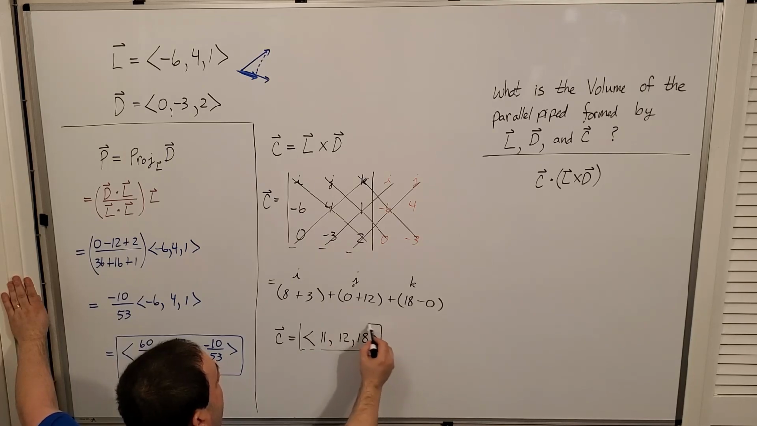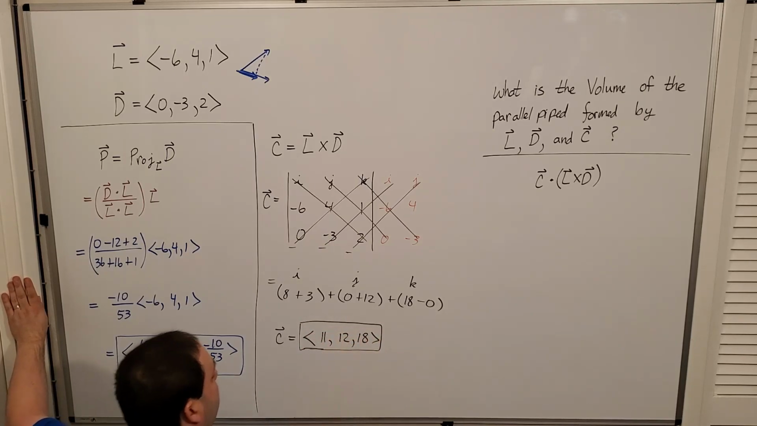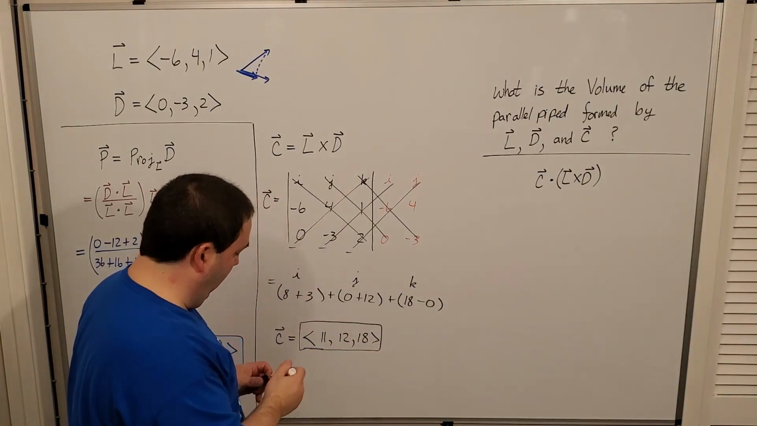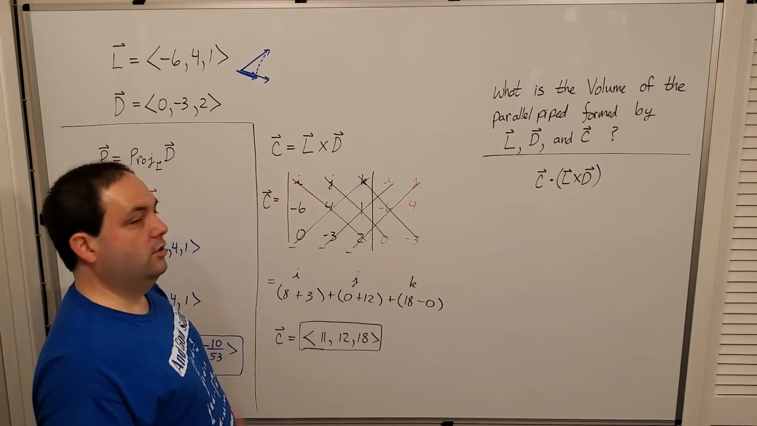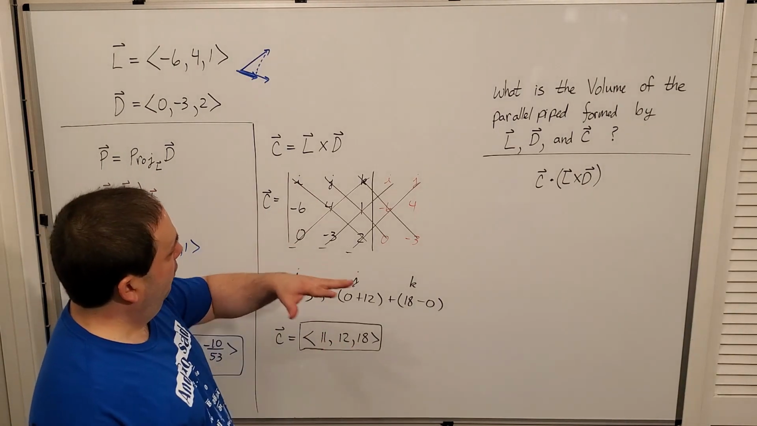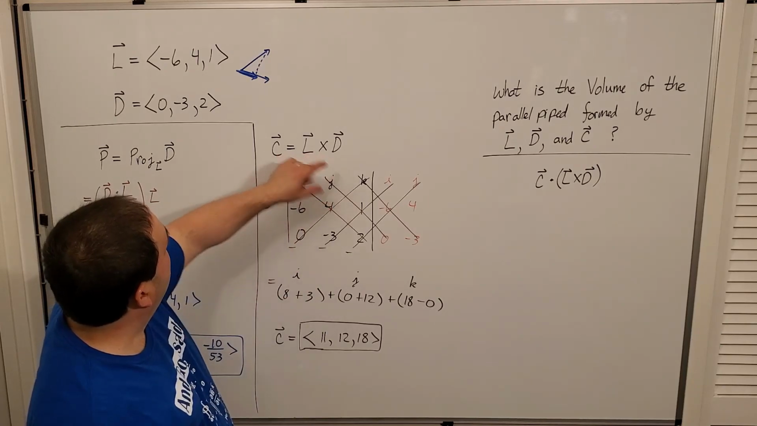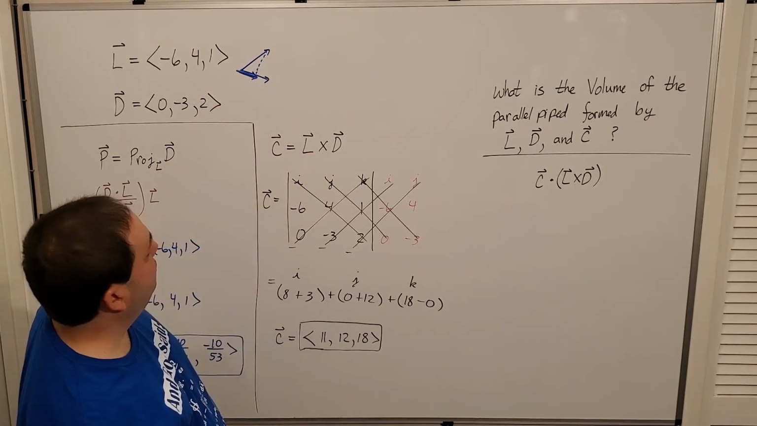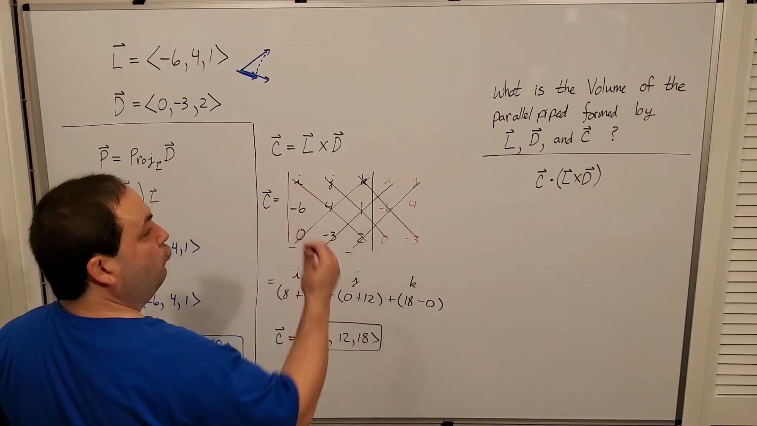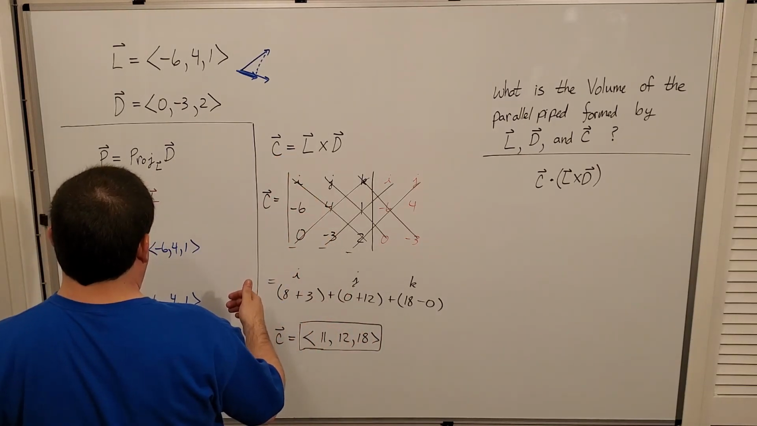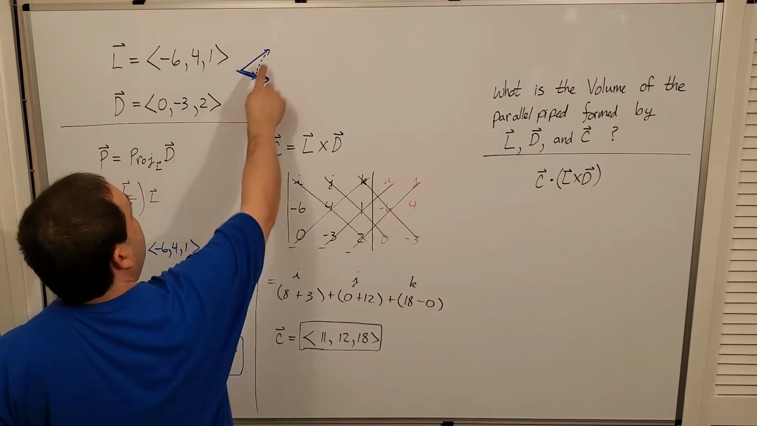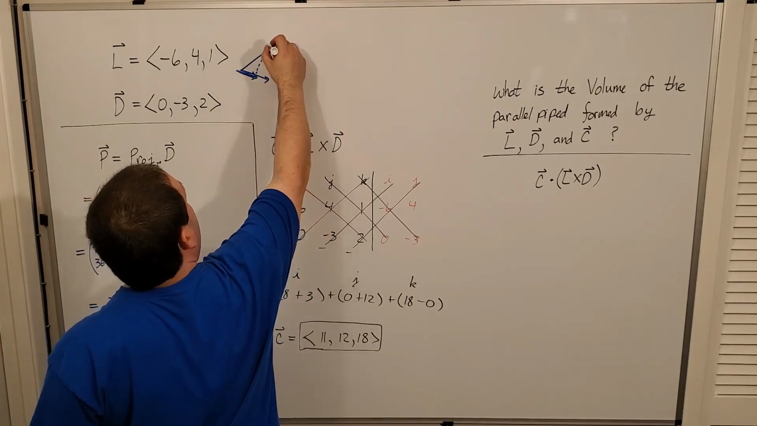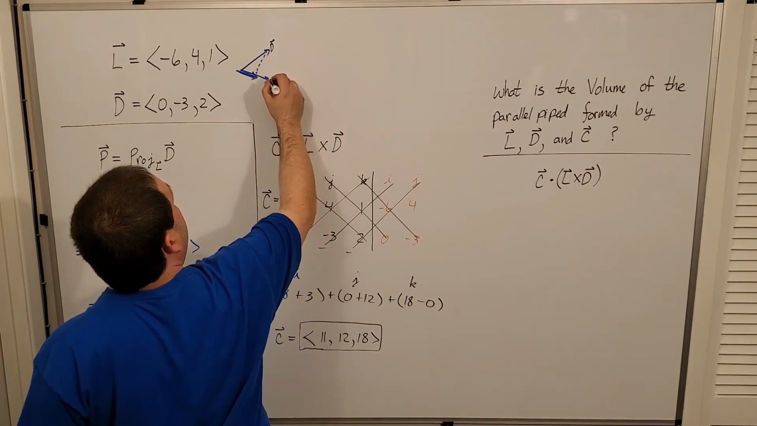Okay, and if you're asked to describe this one, don't forget that when you're describing a cross product vector, if you have the vectors L and D, like what I do here, then C is going to be the vector that, according to the right-hand rule, so let's see, what did I do? D onto L, so this is D right here, and this is L.